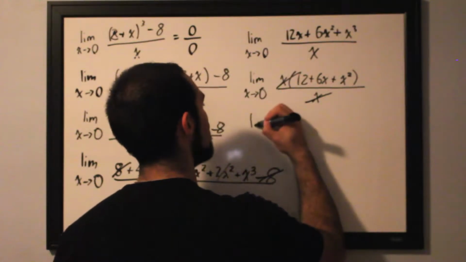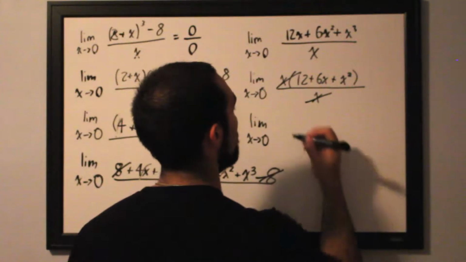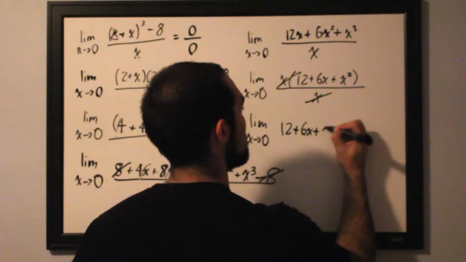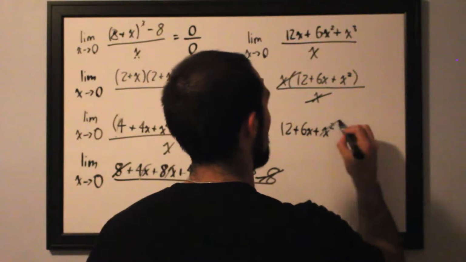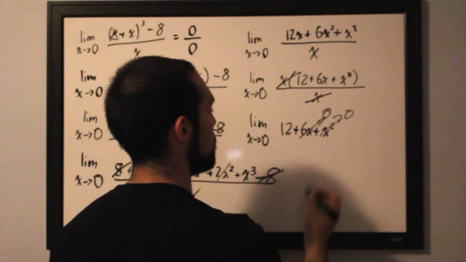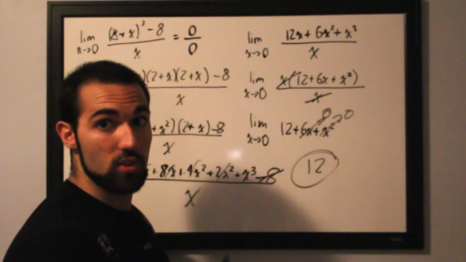So all we're doing now is evaluating the limit as x approaches 0 for the remainder of the function, which is going to be 12 plus 6x plus x squared. These two terms are going to go straight to 0. All we're left with is 12. So the limit as x approaches 0 for this function is 12.